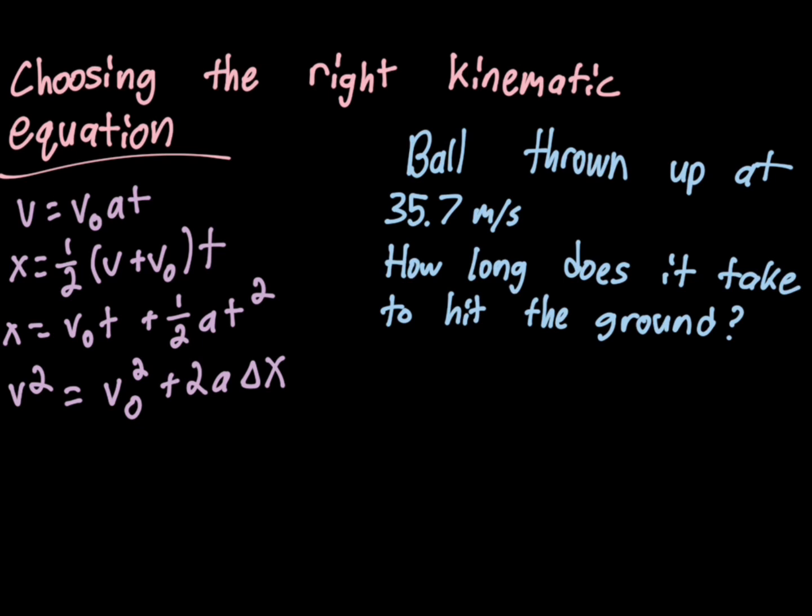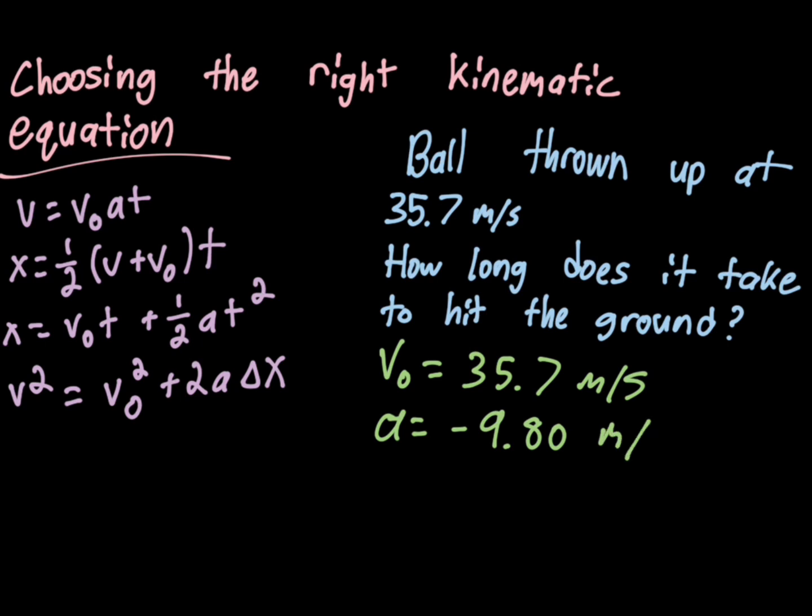All right, and so we need to write out what we know. So we know that we have an initial velocity of 35.7 meters per second, and this ball is falling downwards. Therefore, we have the force of gravity accelerating it down. So that's negative 9.8 meters per second squared. And if we are hitting the ground, that means that our displacement will end up being 0.